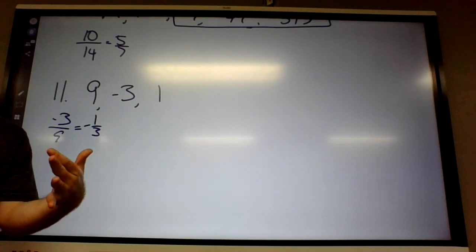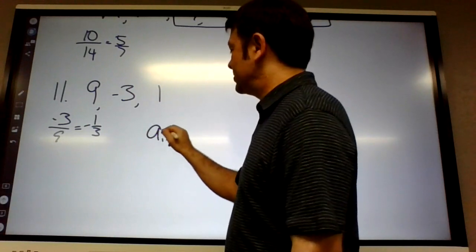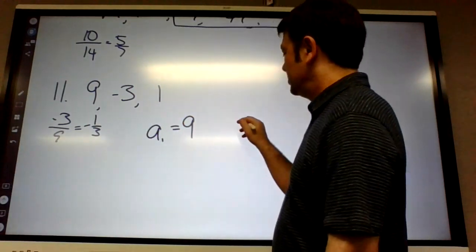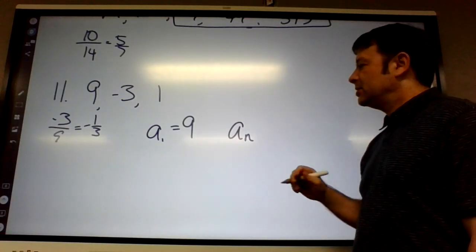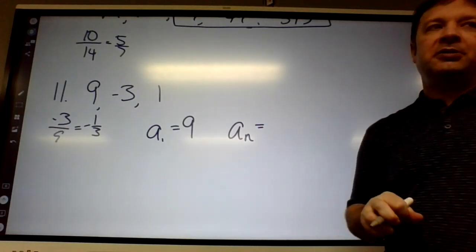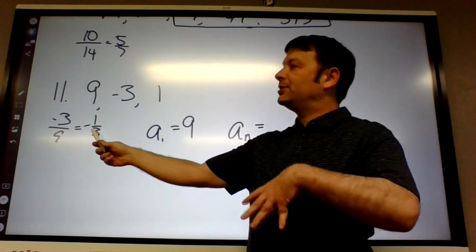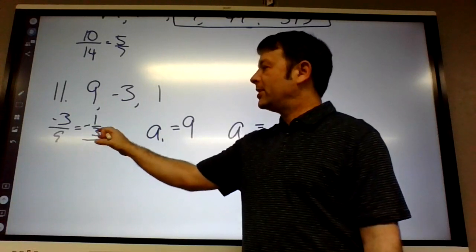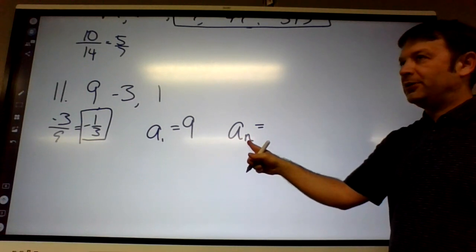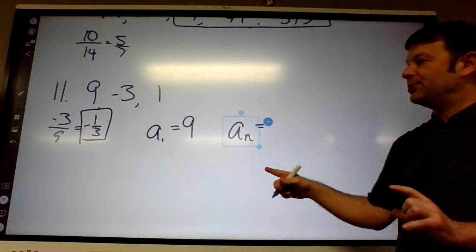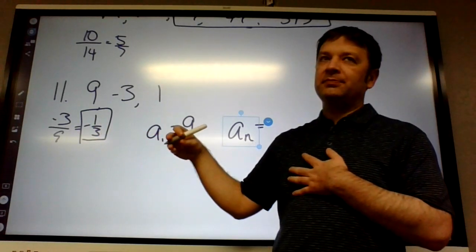To write a recursive formula, this is the one that's defined based on the previous term, a sub n minus 1. Remember? So you're supposed to say what the first term is. So a sub 1 is 9. And then you're supposed to define the nth term based on the previous term. So what are we doing to the previous term to turn it into the new term? We're multiplying it by negative 1/3. So the new term, a sub n, is going to equal negative 1/3 times the previous term.